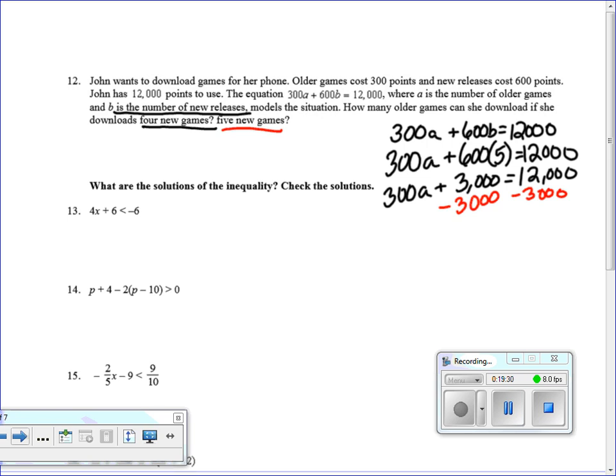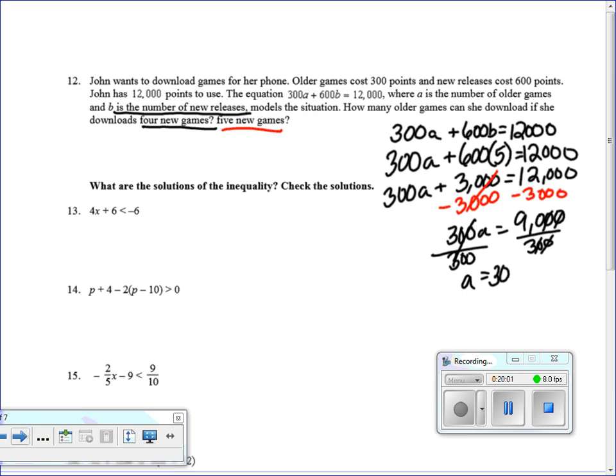A little bit ahead of myself. 300a equals 9,000. Now divide both sides by 300. Helpful little hint here: when you're dividing and you have zeros at the end of both your numbers, or however many zeros you have in common, you can cross them out. So we have 90 divided by 3, which leaves us with a equaling 30. So if he downloads 5 new games, he can download 30 old games.